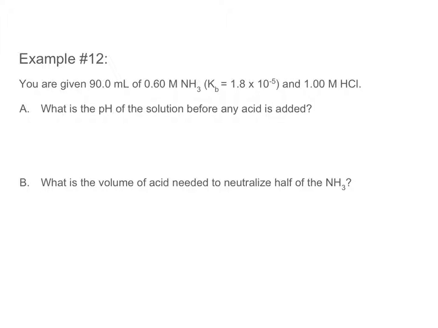In this problem, you said that you have 90 milliliters of 0.6 molar ammonia. You're told the KB, and you have 1 molar hydrochloric acid. That's pretty much all you're told.